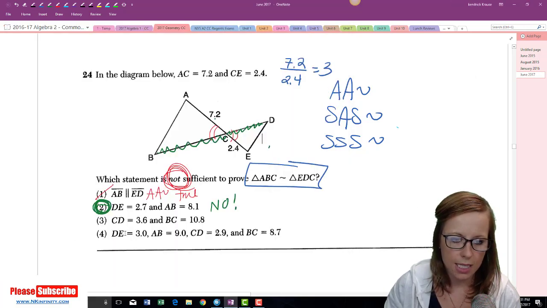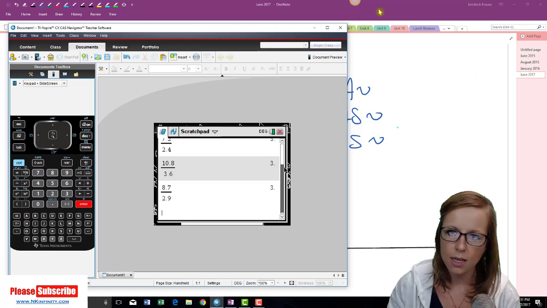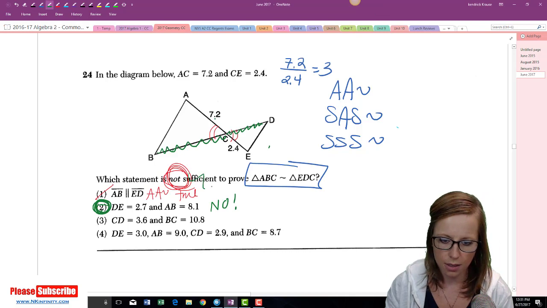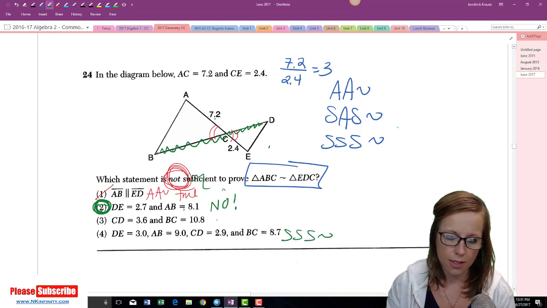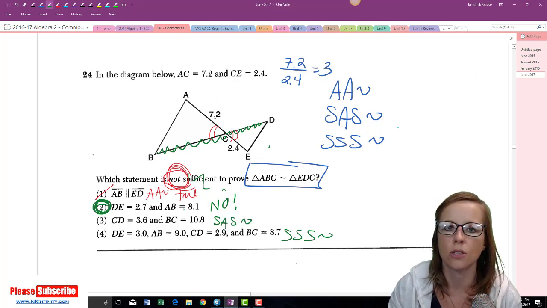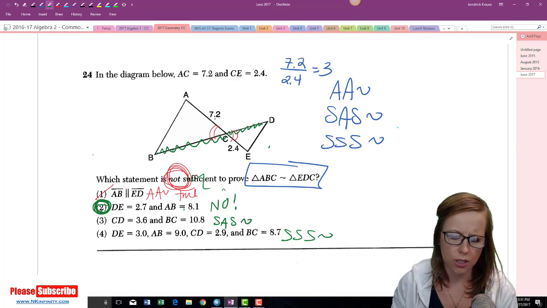So how about DE is 3, AB is 9? Well, obviously that's a ratio of 3. And how about 8.7 and 2.9? Because that would be side similarity. That's also 3. So these would work out because this would be side similarity, and this one would be side angle side similarity. So those would work. It's definitely choice 2. Not bad for a number 24 multiple choice question, to be honest.